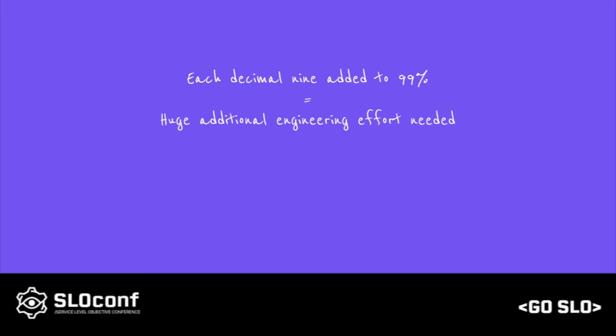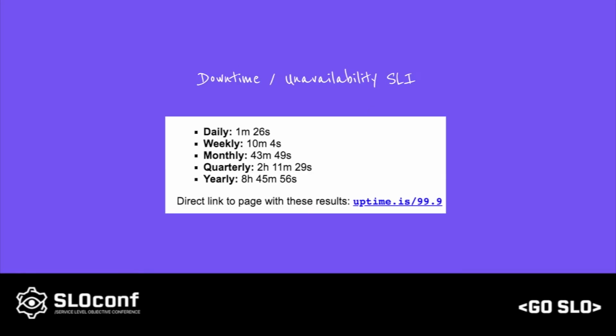What I'm trying to say here is that going for 4 nines or even 3 nines as your SLO has an astronomical impact on the amount of engineering effort needed. For a downtime or unavailability SLI, a 3-9 SLO basically means that you can afford as little as 1 minute and 26 seconds of downtime daily, or 8 hours, 45 minutes and 56 seconds of downtime over an entire year. In my experience, very few systems are critical enough to motivate this level of availability.